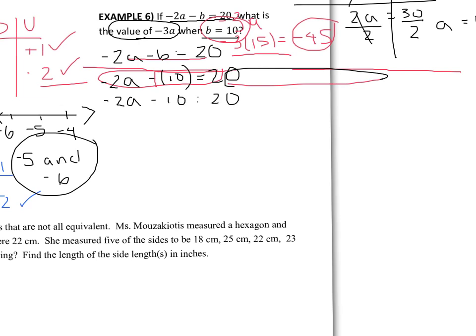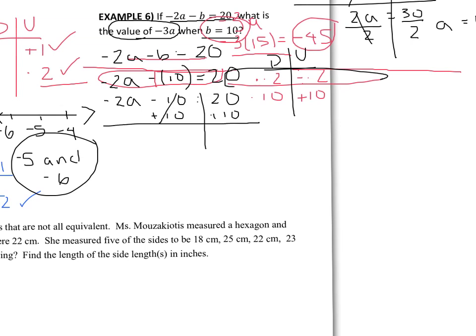Now we have a two-step equation. I'm going to go ahead and make my do and my undo box. So the first thing I notice happening to a is that it's being multiplied by negative 2, so I'm going to have to divide by negative 2. The next thing I see happening is that it's subtracting 10, so to undo that, I'm going to have to add 10. I'm going to go ahead and solve. First, I'm going to add 10 to both sides.